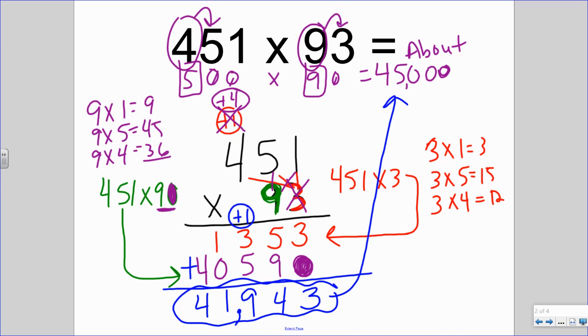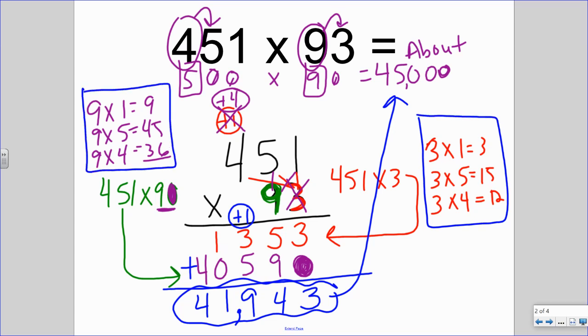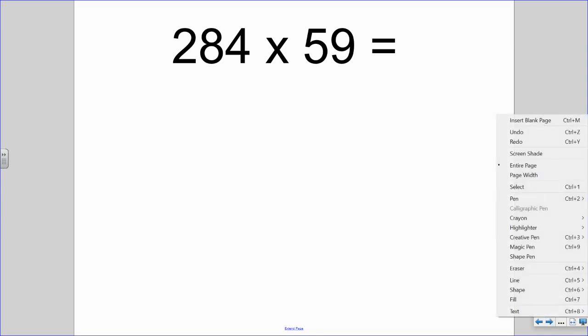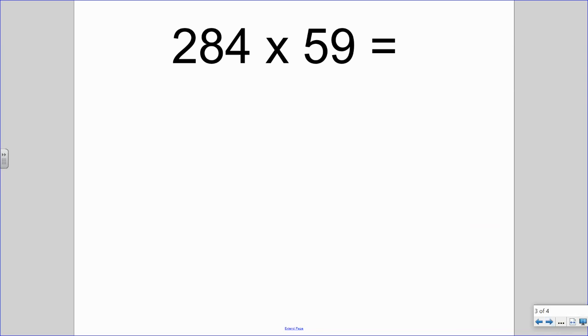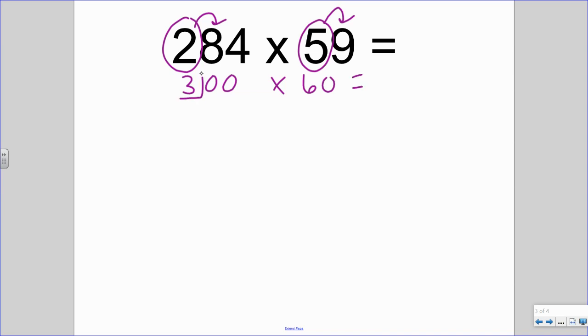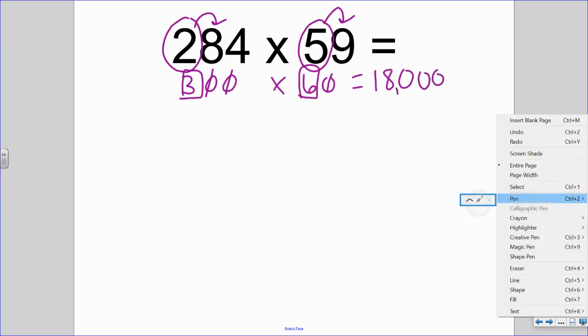Now you can see the bigger the problem, the more work it's going to be. I cannot stress to you enough just how important it is to do these facts ahead of time. All right, I'm going to go ahead and show you one more. I'm going to do this one a little bit more quickly, with a quick rounding here so that I can get a good estimate. So that's about 300. That's about 60. And 3 times 6 is 18 with 3 zeros. So I know my answer is going to be about 18,000.